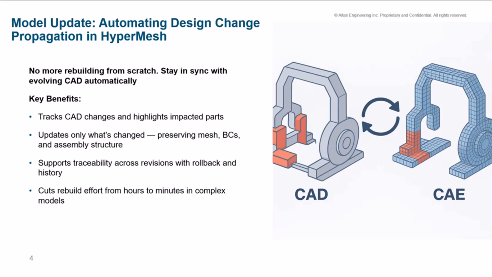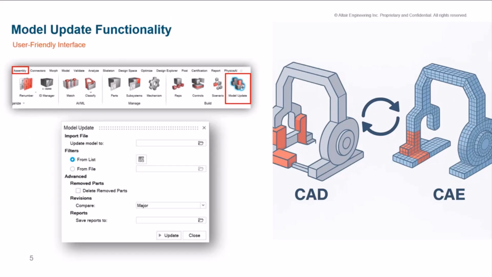It also updates only the parts that have changed, so it does not update the whole model, only the parts that change, preserving the mesh and the whole assembly structure. As a result, it cuts the time significantly, from hours to minutes, even in highly complex assemblies, highly complex models. This tool is easily accessible from the ribbon menu under the Assembly tab, making it easy to find.